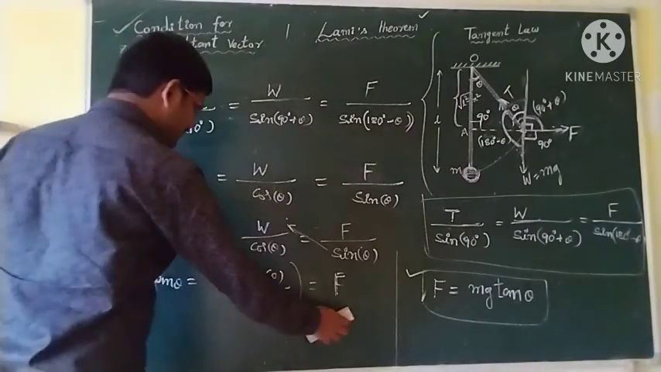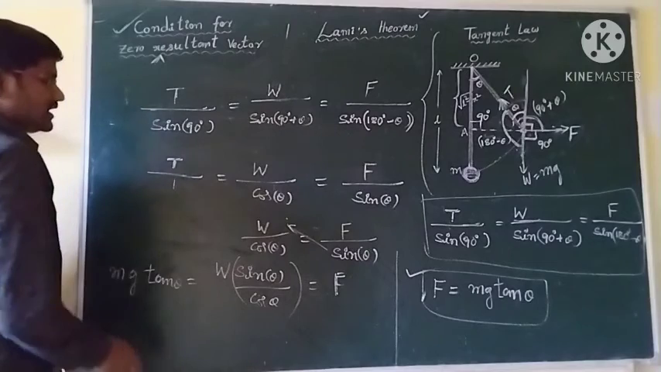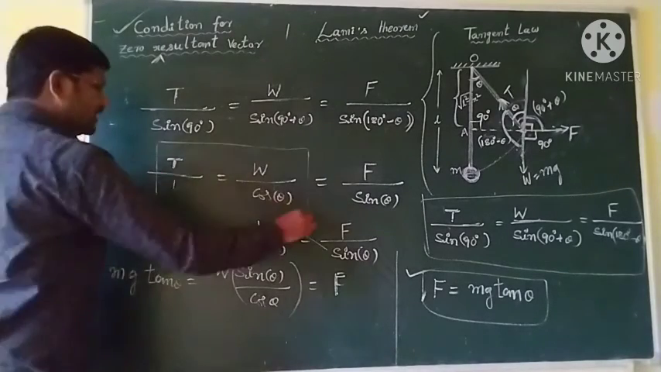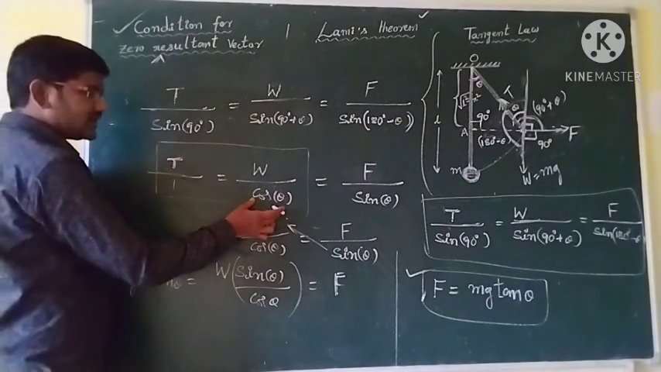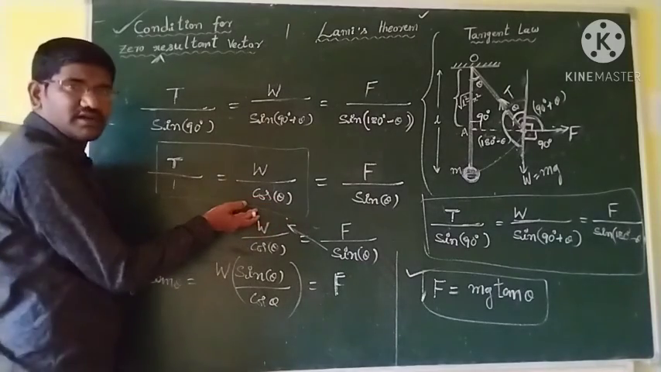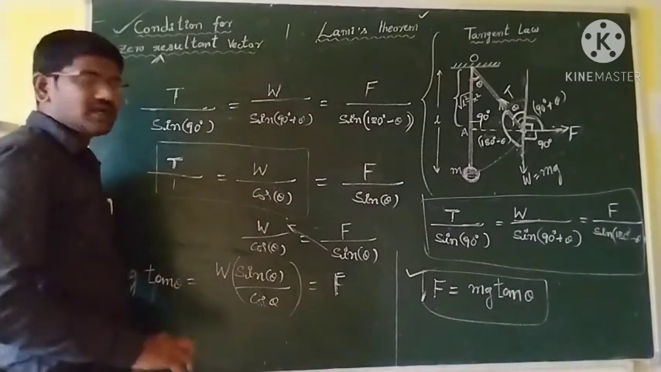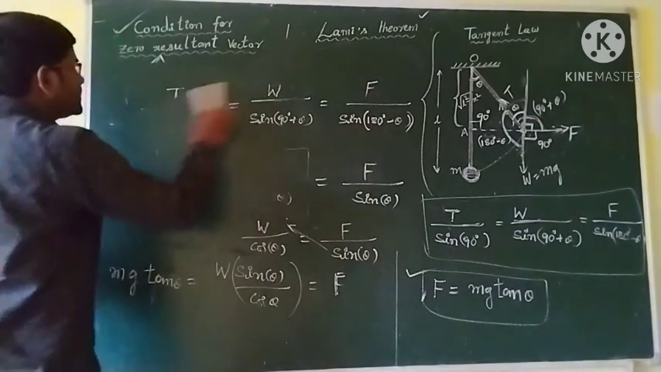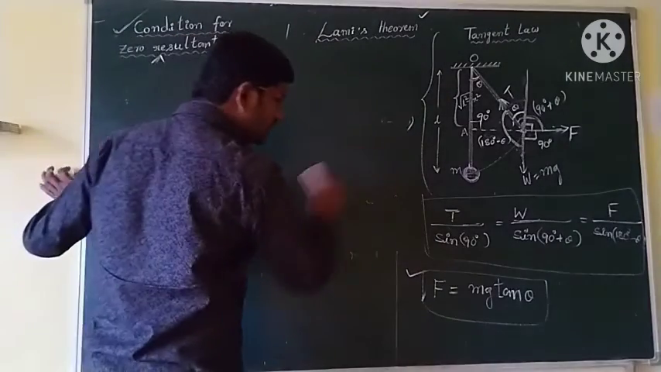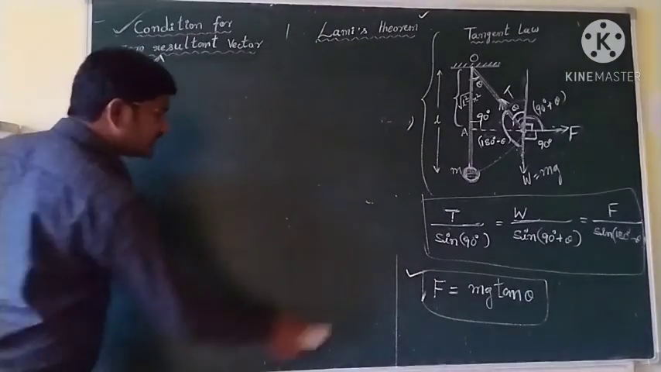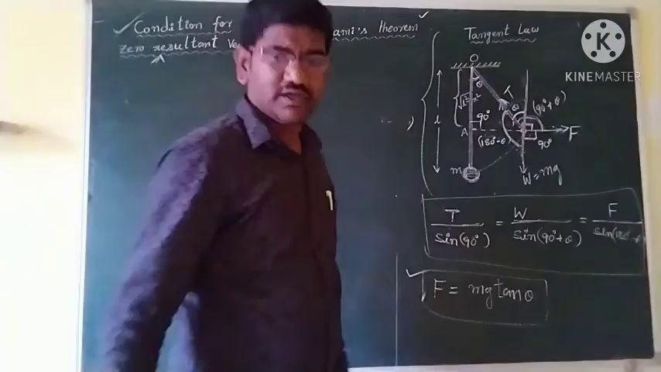You can write it. Okay students, like you equate these two, you will get the tension in the string. Tension T is equal to mg by cos theta. This 1 by cos theta can be written as secant theta also. Okay students, the next one is, so we got this formula. And next we can write like this also.